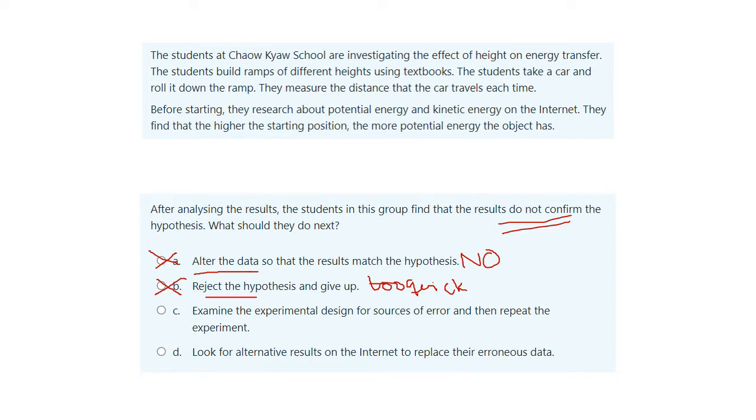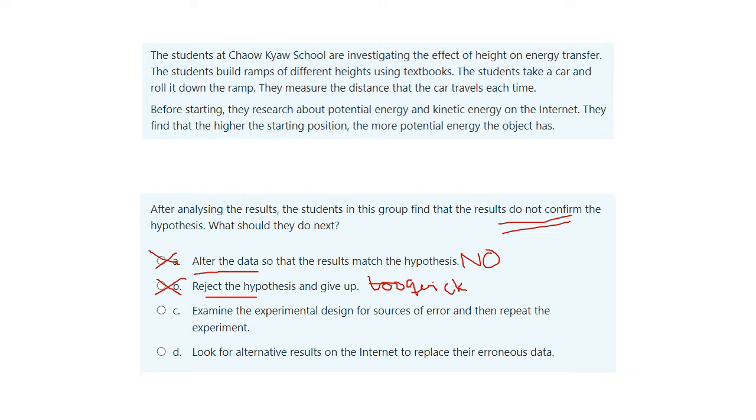C, examine the experimental design for sources of error and then repeat the experiment. That would be good. Looking for sources of error and trying to correct them would be good. For example, making sure all the textbooks are the same thickness. Making sure that all of the cars are released and none of them are pushed. These things would improve the accuracy of the experiment.